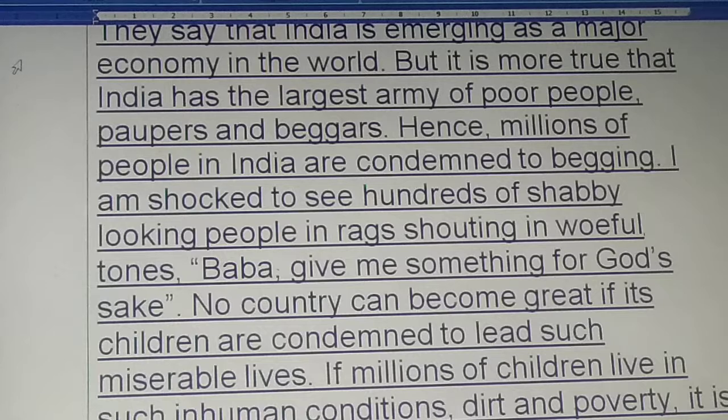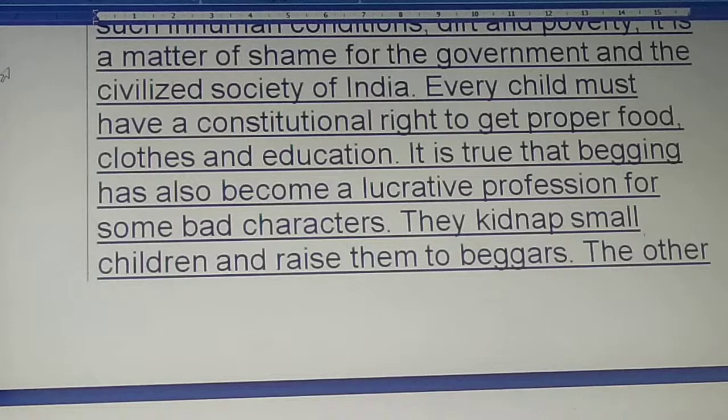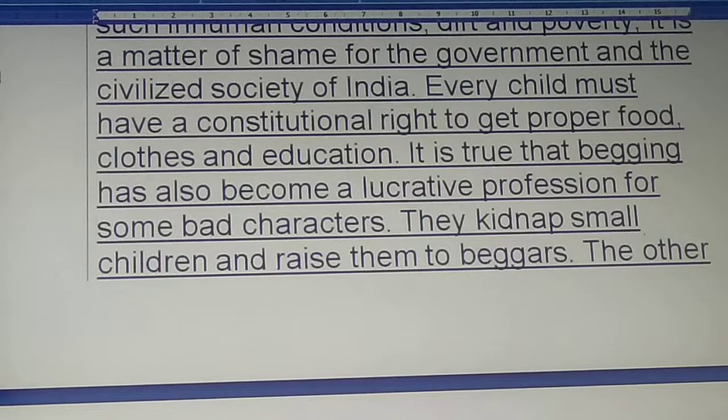I'm shocked to see hundreds of shabby looking people in rags shouting in woeful tones, woeful, full of sorrow. Baba, give me something for God's sake. No country can become great if its children are condemned to begging and lead miserable lives. If millions of children live in such inhuman conditions, dirt and poverty, it is a matter of shame for civilized society of India. Every child must have a constitutional right to get proper food, clothes and education.